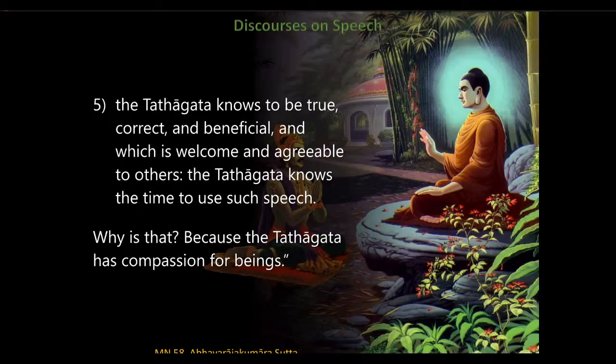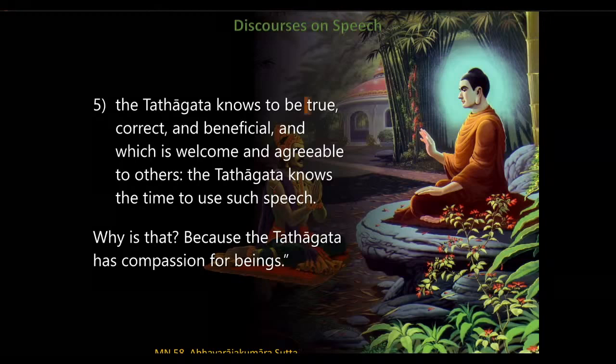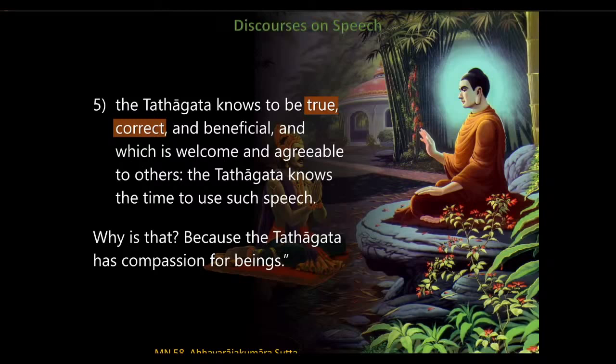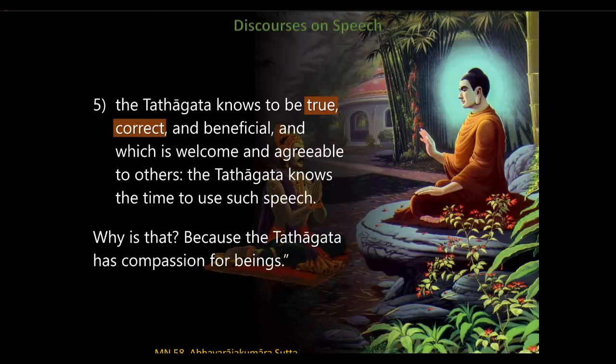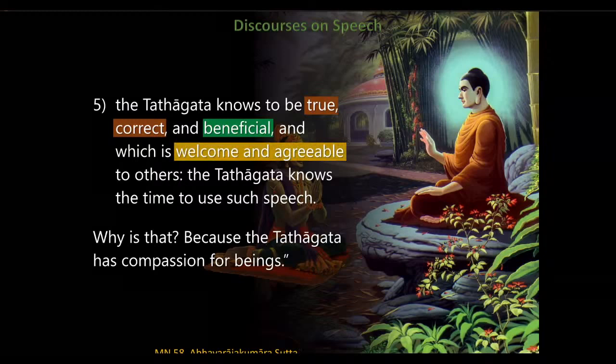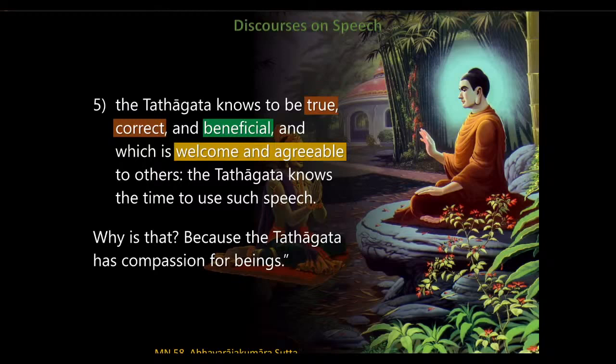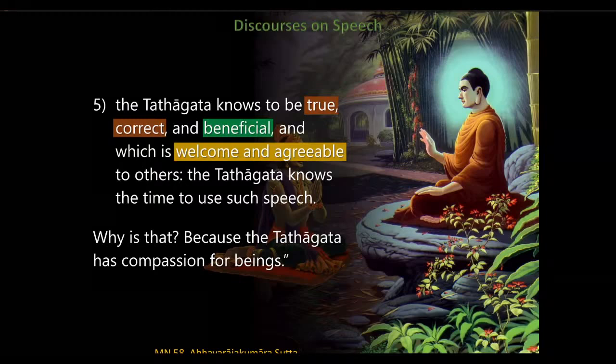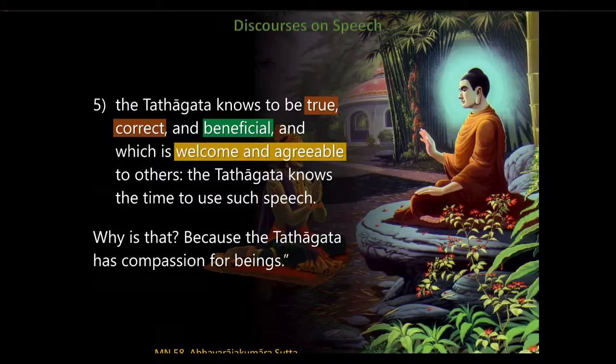Okay, don't worry, let me summarize. There are three main factors for the path of speech that decide whether something is worth saying, right? So very importantly, the statement must be true, whether or not it is beneficial, and whether or not it is pleasing to others. So for the Buddha, only those things that are true or beneficial are worth saying, even if it is not pleasing to others. He has a sense of proper time to say it.